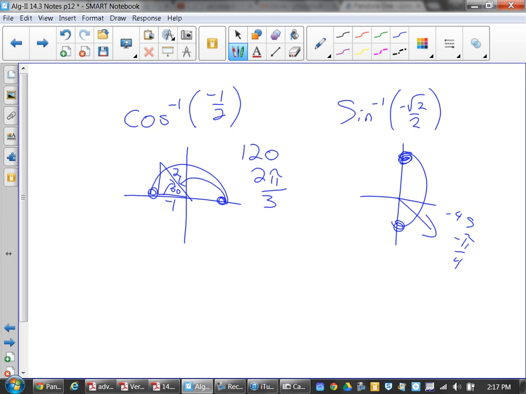Yes, ma'am? Yeah, you can have negative. But remember, sine's pi over 2 and negative pi over 2 are excluded, because it's an asymptote. Remember tangent was an open circle? Because you think about tangent, tangent's y over x, right? You divide by 0? Well, x is 0.